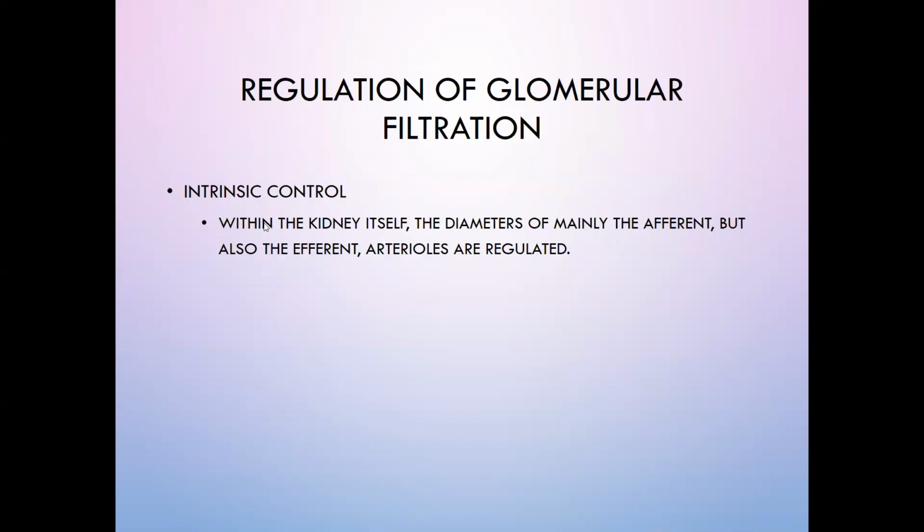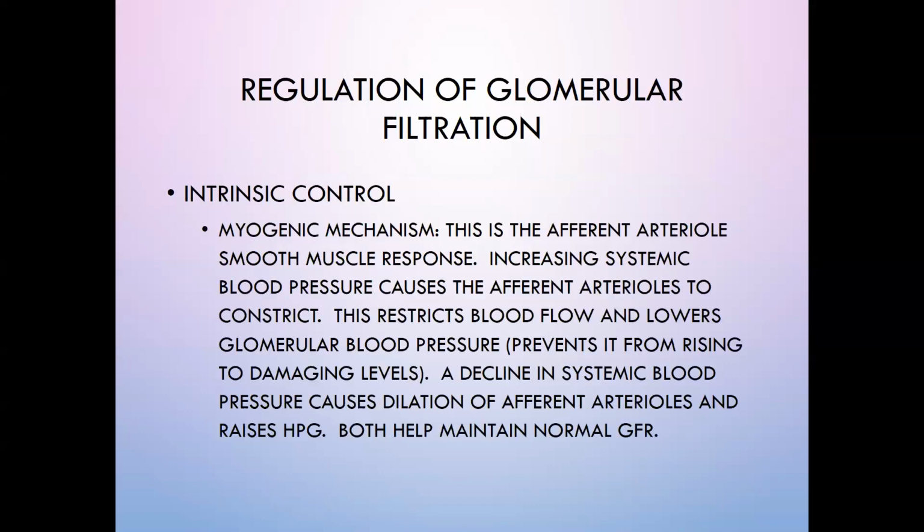So within the kidney itself is intrinsic control, where we regulate primarily the diameters of the afferent arterioles, but we also can affect the diameter of the efferent arteriole, okay, through our intrinsic control. So the first one is myogenic. I love this one so very much. So this is the afferent arteriole smooth muscle response.